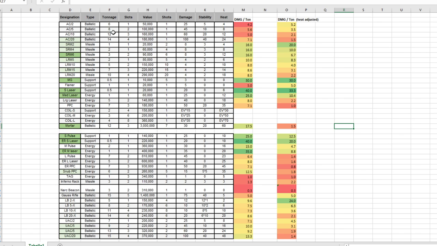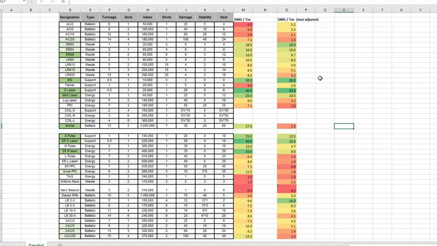What I've done basically is I've taken the tonnage of all of the weapons, I've taken the damage of all of the weapons, divided damage by tonnage, and then conditionally formatted it so that you guys can easily see it. The higher the value, the more damage per tonnage you get.